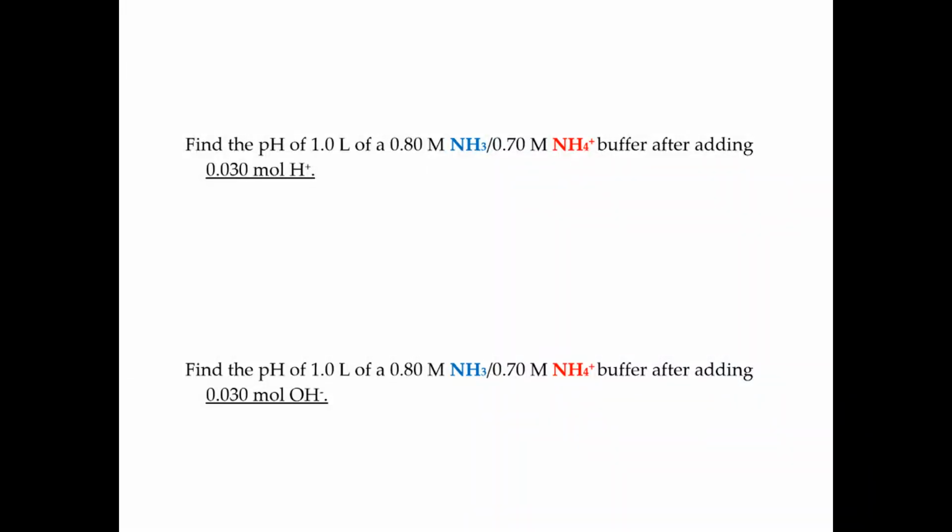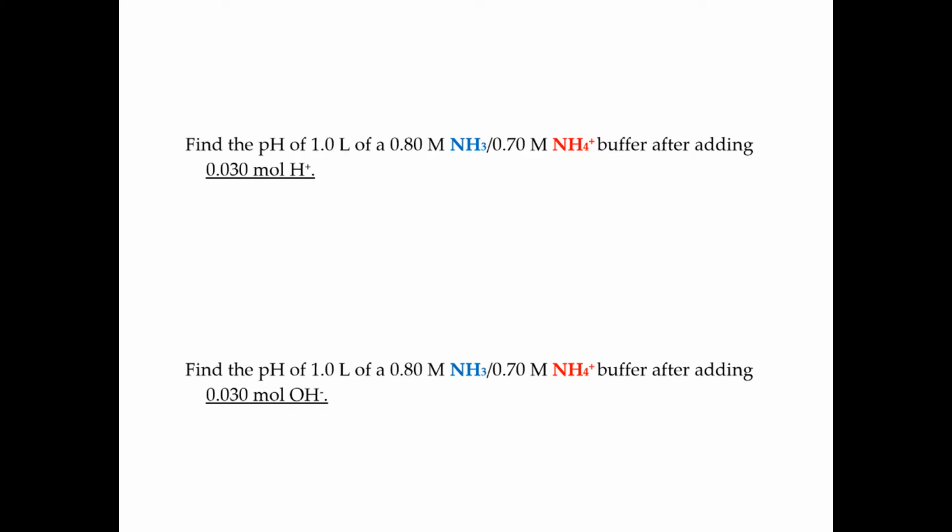Today we're on page 3 of the chapter 15 AP Chemistry packet. We're going to continue talking about buffers and what happens when you add acids and bases into buffers. We're going to start with the first example with NH3 and NH4 plus. Into this you're going to be adding H plus.